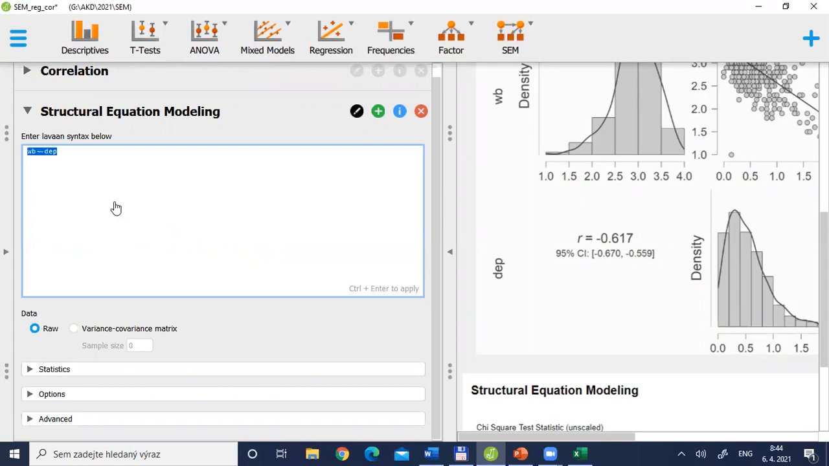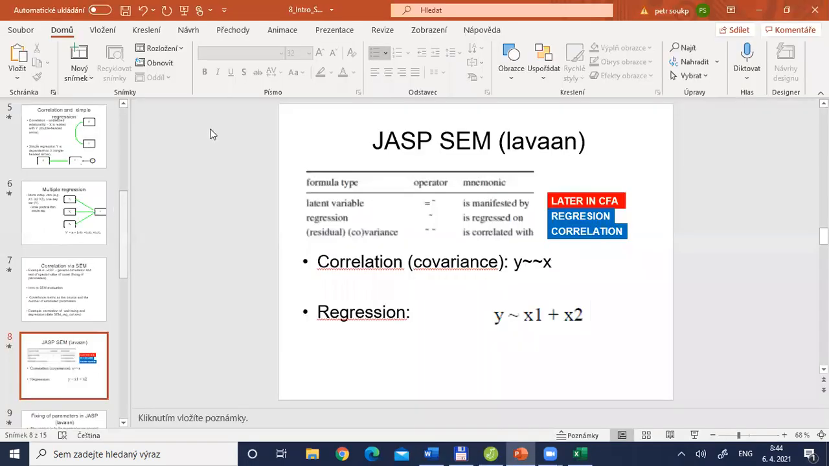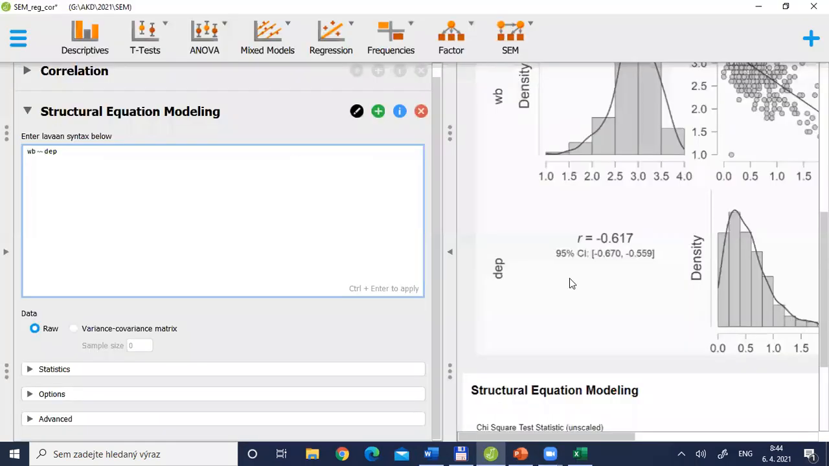So only for your possibility to check this model, I would click here and I would type here this model which we are currently computing. So this WB, small letters, tilde, tilde, DEP, it would be our model. Before we run this model, you can check here that Control plus R is for running the model.